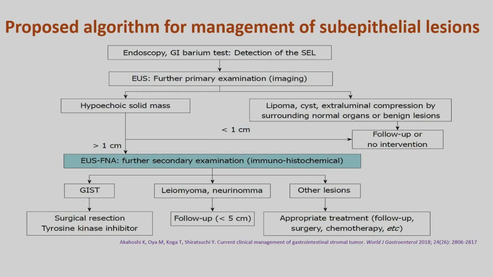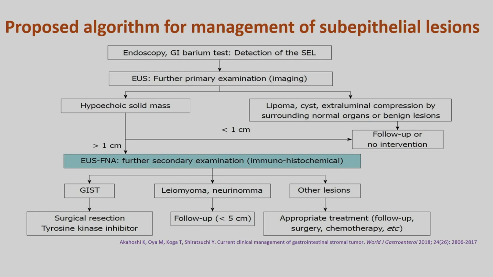If it is more than 1 centimeter, you should do FNA, of course. An expert like Dr. Puri can do even FNA for lesions which are less than 1 centimeter and give you the diagnosis, but it is not everybody's cup of tea. So if it's more than 1 centimeter and it is GIST, they will go for either endoscopic or surgical resection. Leiomyomas and neuromas, if they are less than 5 centimeters, you can follow them up unless they cause symptoms because of their size.